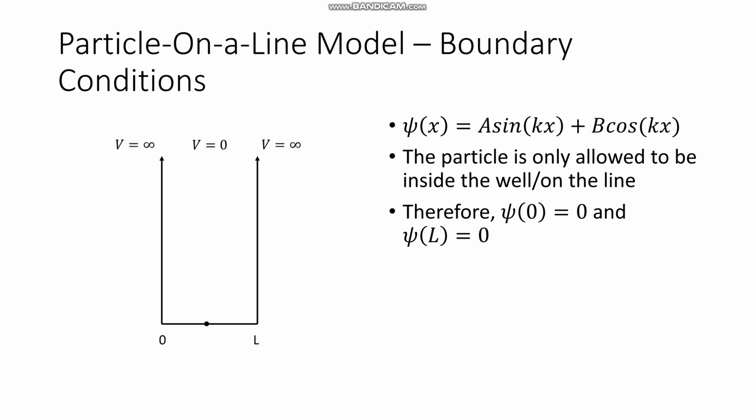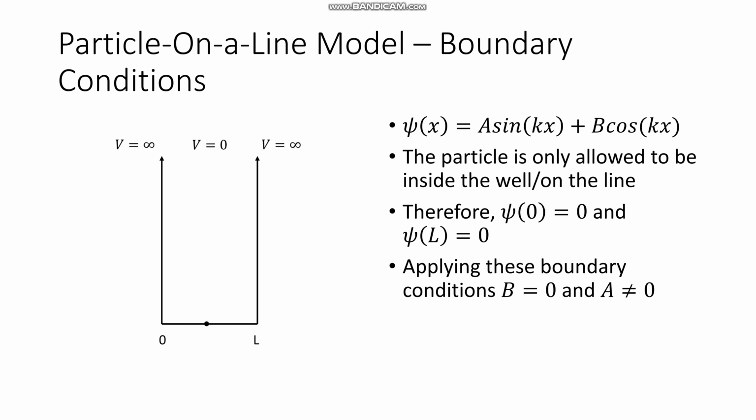We can evaluate it at 0. If we evaluate it at 0, the sine term disappears, and we're left with b, because cosine of 0 is just 1. But psi of 0 has to equal 0. So with that, b must be 0. And if we apply the other condition, where at L the wave function must evaluate to 0, we're only left with the sine term at this point.